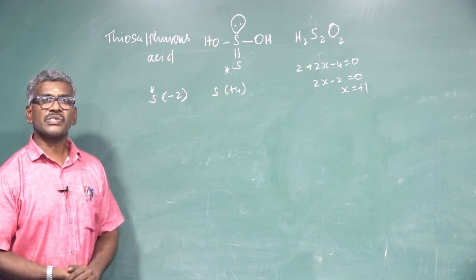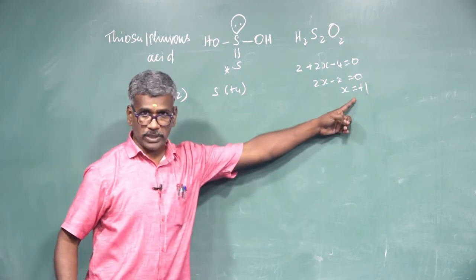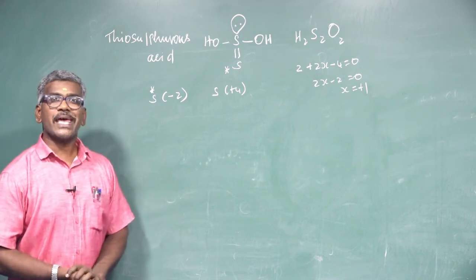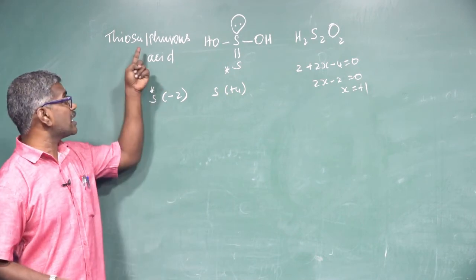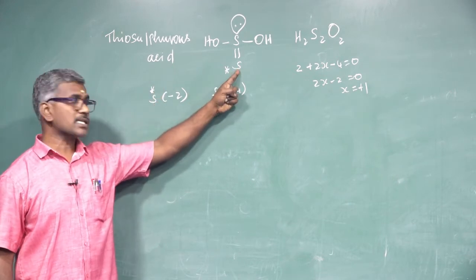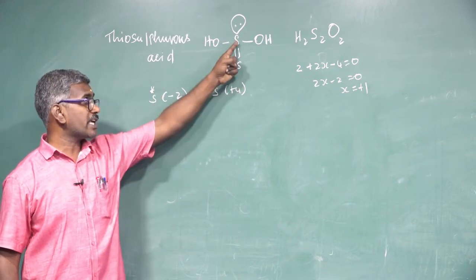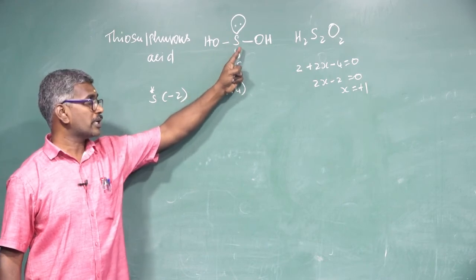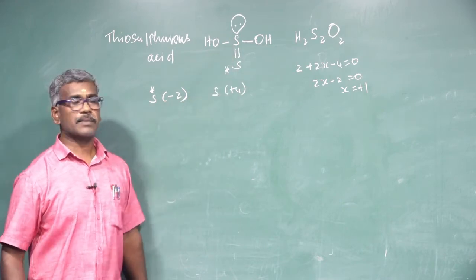How might the question be asked? What is the oxidation state of sulfur? That is +1. What are the various oxidation states of sulfur in thiosulfurous acid? This sulfur exhibits -2, and this sulfur exhibits +4. This is another example.